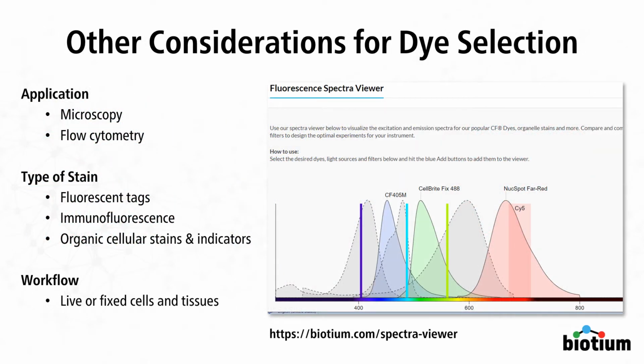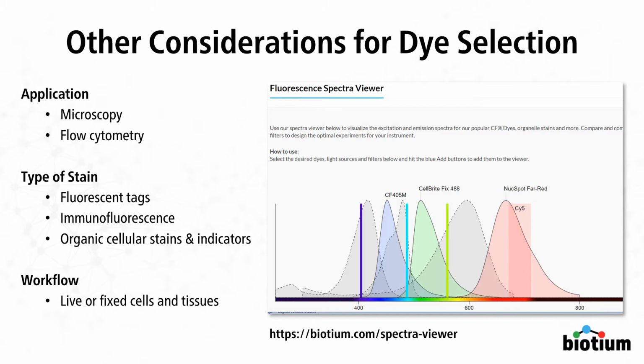In addition to workflow, there are other things that must be considered when selecting the best stains for your experiment. Microscopy and flow cytometry have different requirements for a dye to be optimal for its use. Microscopy benefits from photostable dyes, while flow cytometry data is improved by using brighter dyes. Biotium carries a variety of dyes and kits optimized for these applications.